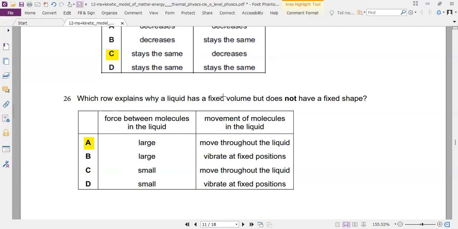Why does a liquid have a fixed volume but not a fixed shape? It's because the force between the molecules is large. So this large force means that they stay with each other, so they have a fixed volume. They do not occupy all available space, but they move throughout the liquid. So if they go into a different container, they move, and the liquid takes the shape of the container. So that's why their shape is not fixed.